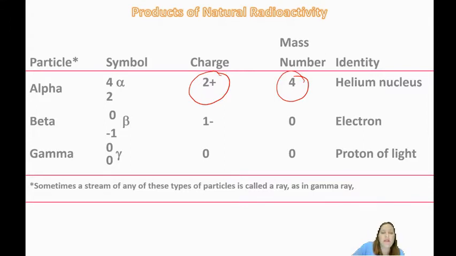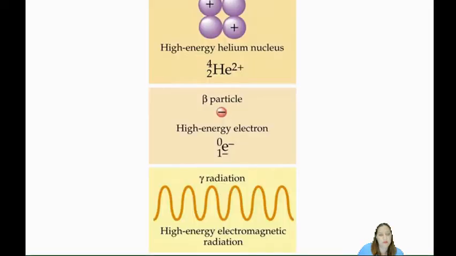Beta particles have a -1 charge, and there's not going to end up being a mass change involved in that, okay? So what you would see is a change in the atomic number, but you wouldn't see a change in the mass. And then gamma particles have no mass and no charge, but remember, they're the smallest particle, so they can penetrate most things.